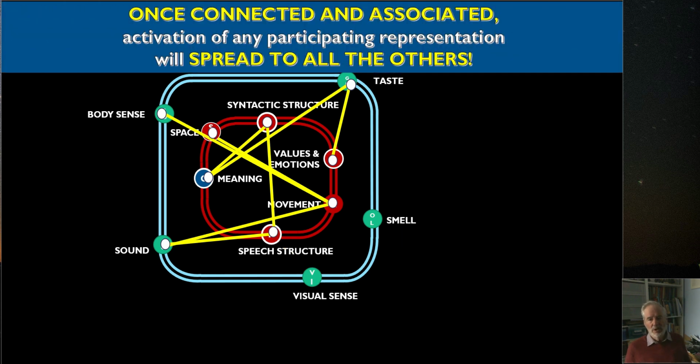So once connected and associated, activation of any participating representation in the schema will automatically spread instantly to all the others. It's a sort of parallel activation. And all of this, of course, goes on without you being aware of all these mechanisms, because it's all in the subconscious.